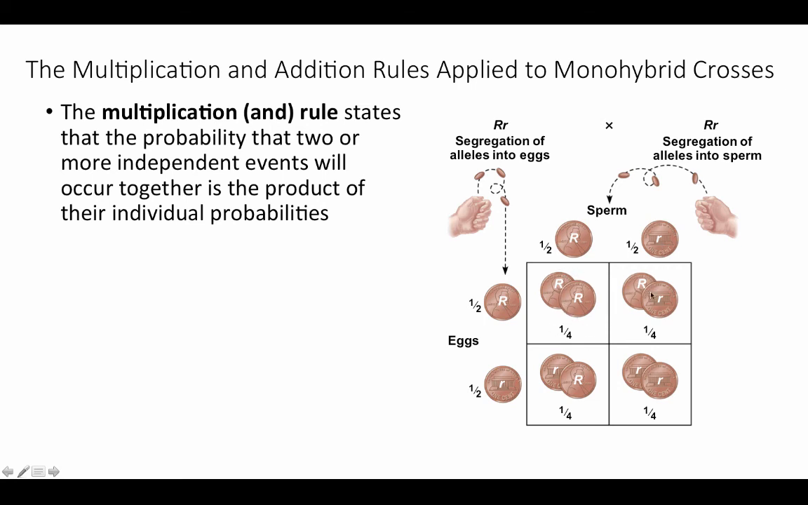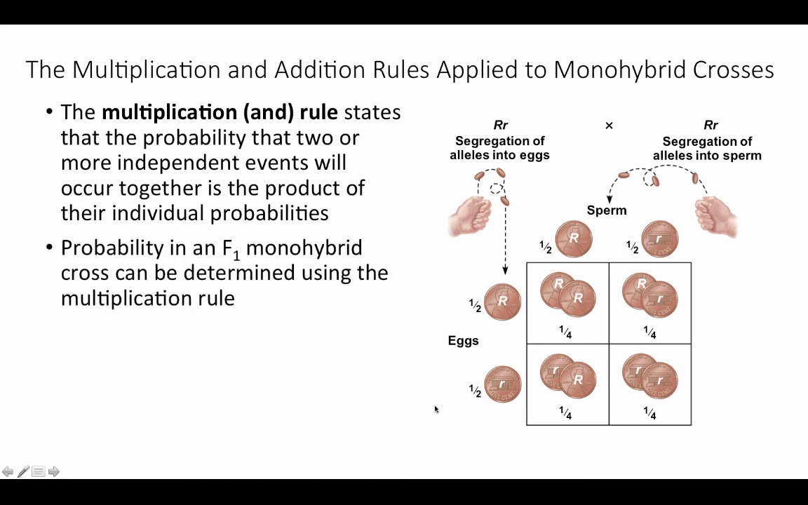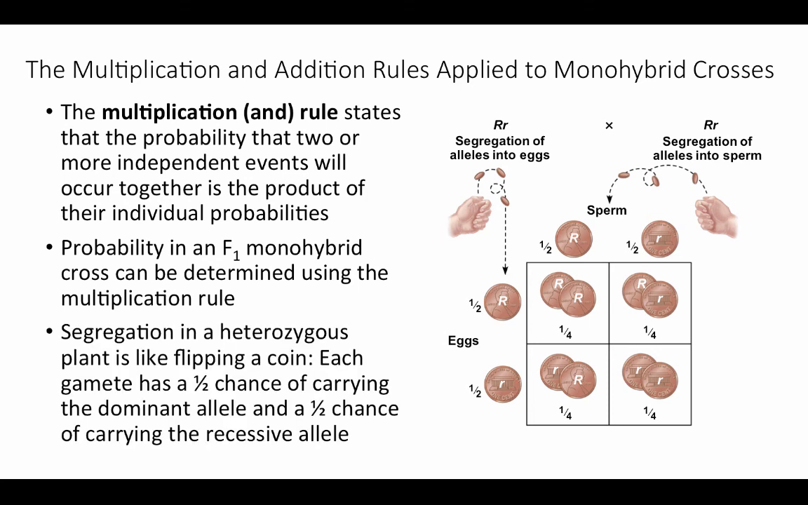And each of these combinations has a probability of 1/4 because getting each of these gametes along each of these columns or rows is going to be 1/2, and you just multiply them together. So the probability in an F1 monohybrid cross can be determined using that multiplication rule, what I like to call the "and" rule. Segregation in a heterozygous plant is like flipping a coin. Each gamete has a 1/2 chance of carrying the dominant allele and a 1/2 chance of carrying the recessive allele.